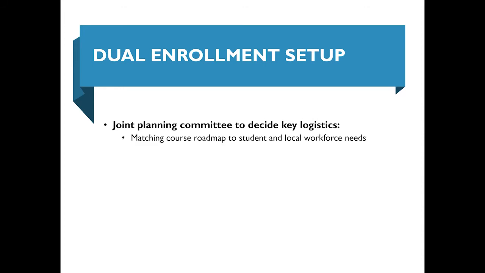And so this joint planning committee will get together every semester or so to talk about things such as matching the course roadmap to student and local workforce needs. Again, meeting the student where they are, right? What are the needs that we're addressing? What are the gaps we're able to fill? What are some classes that high schools really want, but they just haven't been able to offer? And how are we able to come in and support that?